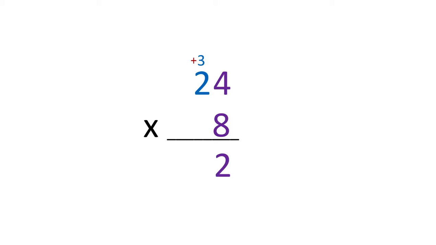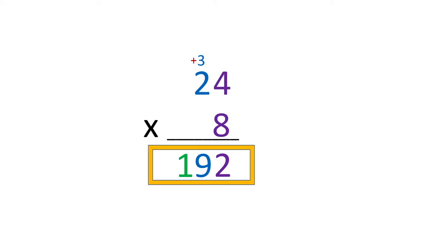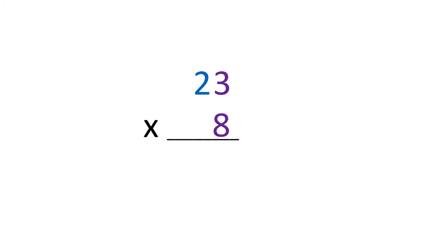Are we finished? No. Then we do 8 times 2. We know that's 16. So 8 times 2 is 16 plus 3 more, equal to 19. Can I just write my 19 down here for 8 times 2? Yeah, I can, because we don't have any more numbers down there. So our whole answer is 192.